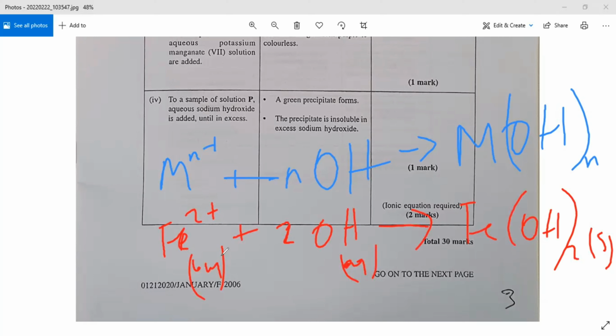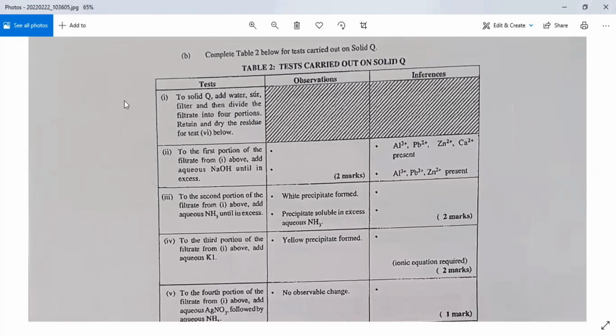And notice here now, behind this thing, I hope you can see it. Your ionic equation is worth 2 marks. See, I'm circling it right there. It's worth 2 marks. So you need to make sure you do it properly. Okay. So it says to solid Q, water is added, it's stirred, the filtrate in 4 portions, etc. Notice I'm not even reading that. Basically, I'm telling you, you really don't need to read that much into that.